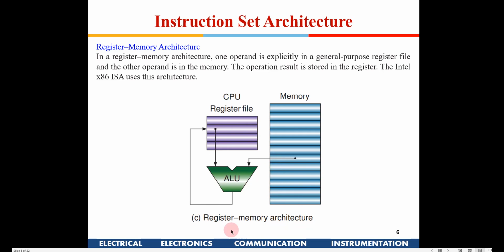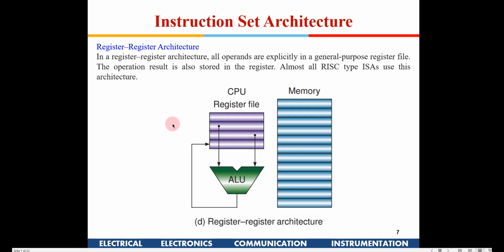When I say register-memory architecture, it could be a register-register operation also, right? But one has to be a register. That is compulsory. You can't have two memory operands. Memory-memory is not permitted. Register-register or register-memory, these are the operations which are permitted.